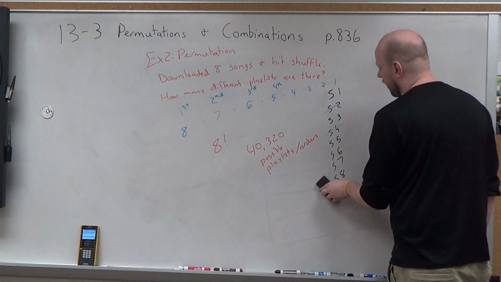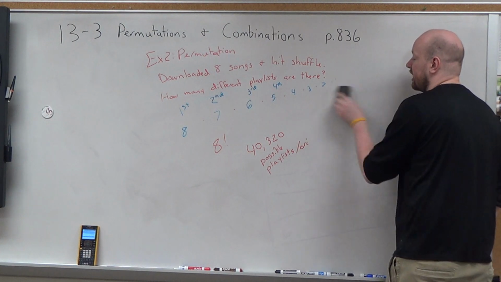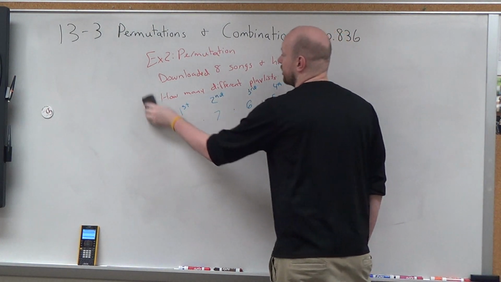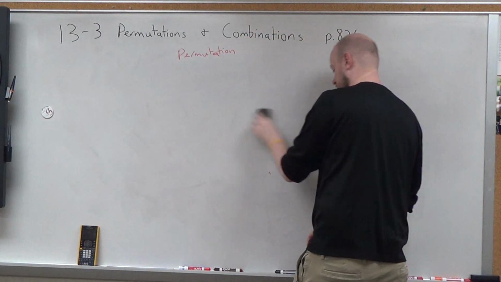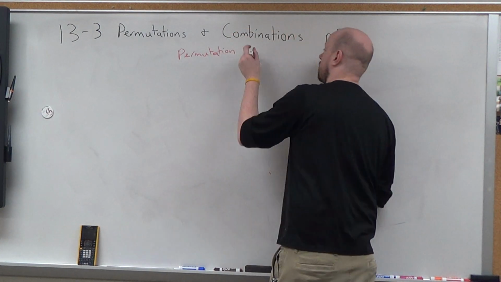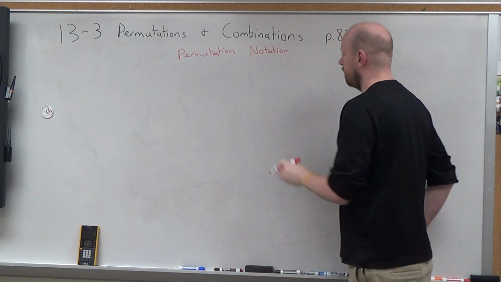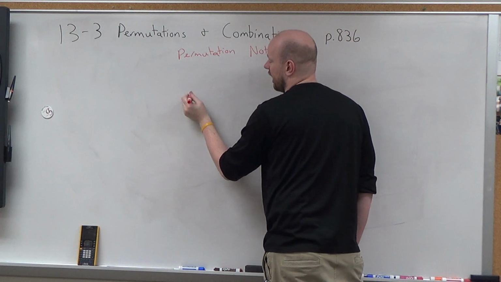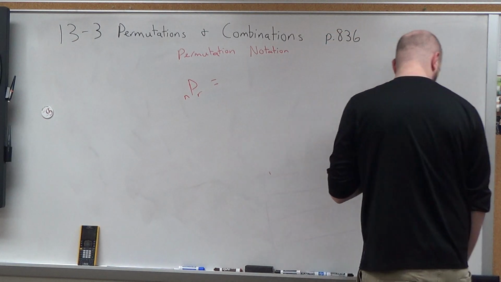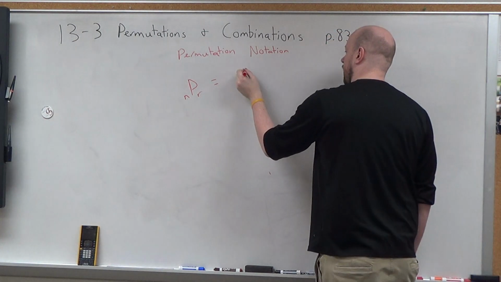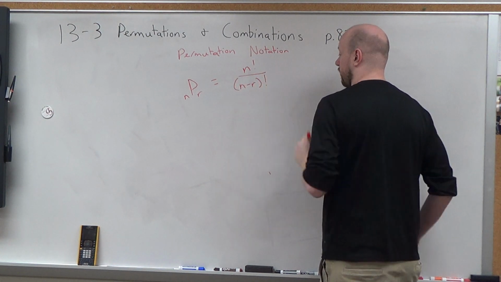Now, we're not always going to use all the same ones. What if I just wanted to pick 3 songs? Well, we actually get a formula for that. It's called permutation notation. And it's going to look a little goofy, but just bear with me. Permutation notation is little n, capital P, little r, equals n factorial over, parentheses, n minus r, factorial.